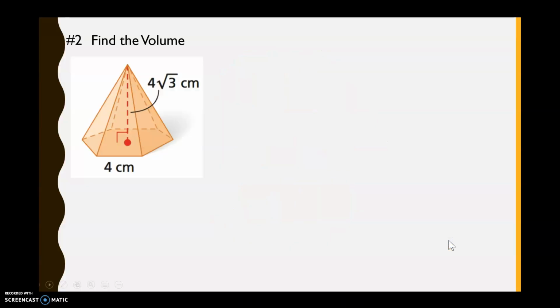The first one was number 2, to find the volume of this pyramid. So volume is equal to 1/3 big B H. Again, big B is the area of your base. So I've got to figure out what my area of the base is, and then I know my height is how tall my pyramid is. So that's going to be 4 rad 3. So I've got to figure out what my big B is.